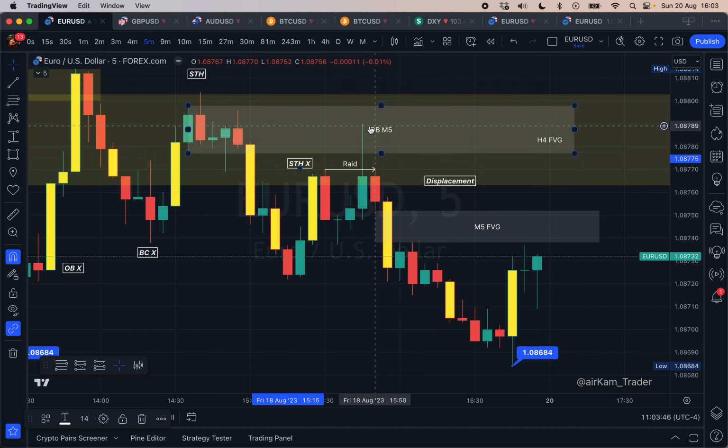We then had massive displacement, and it depends what chart you look at. This is now your 5-minute order block, which you can come in on. So I'm going to short it right here when the market opens. We also have a 5-minute fair value gap, which is an additional short.